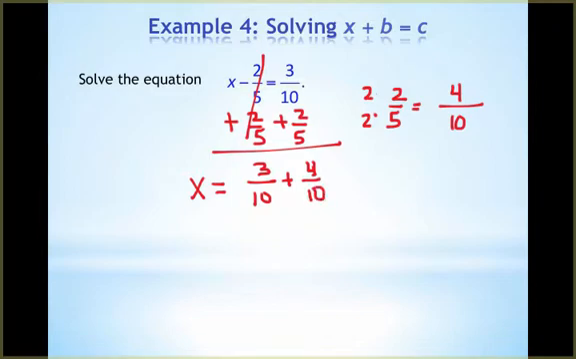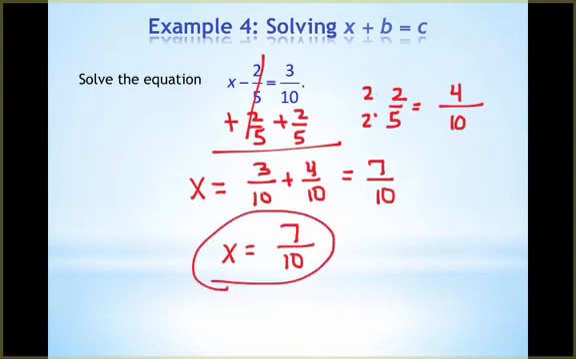And now I have that 3/10 plus 4/10 would be 7/10. So my final answer would be x equals 7/10. And again, you should take time to check these by substituting 7/10 into our original equation and showing that the answer does make your equation true.